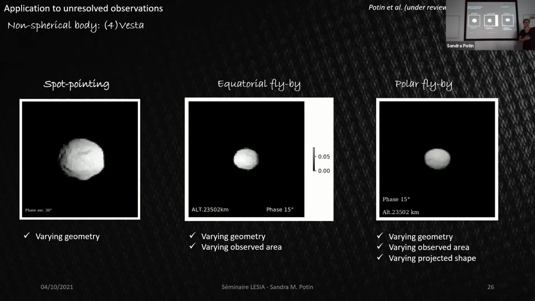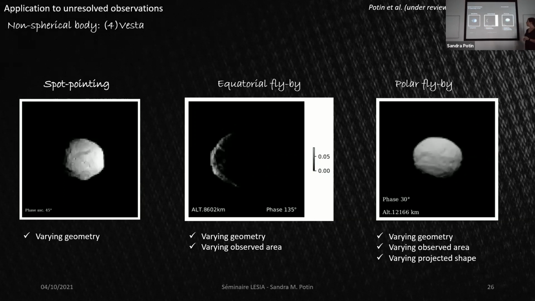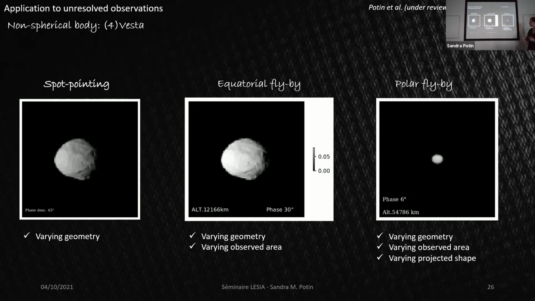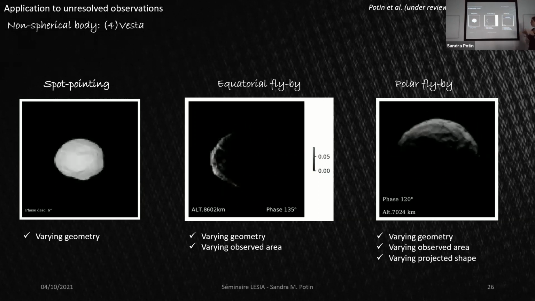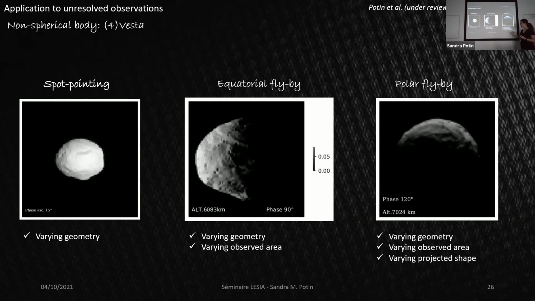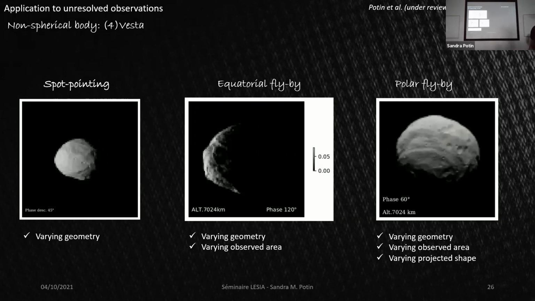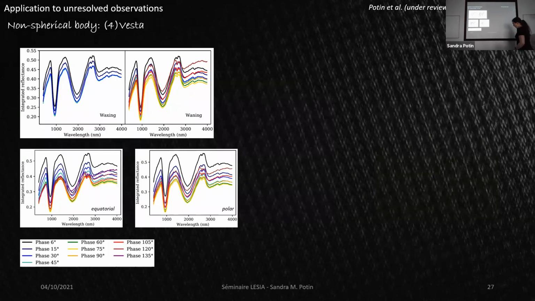So we set the sun at the north pole of VESTA, and the observer flies down from the north pole to the south pole, again at each time pointing toward the center of VESTA. So we have our 3 different scenarios. Same as before, we make the unresolved reflectance spectroscopy. We end up with this data set here. On top, it's the spot pointing, equatorial flyby, and the polar flyby.